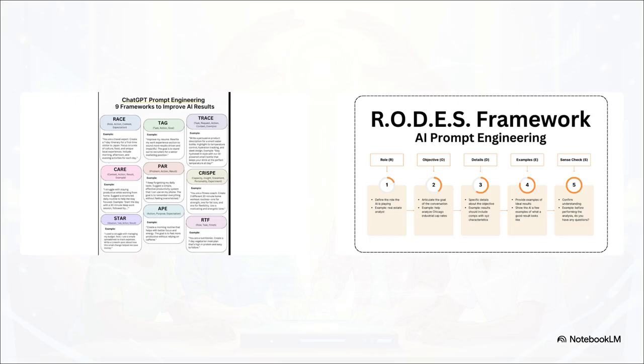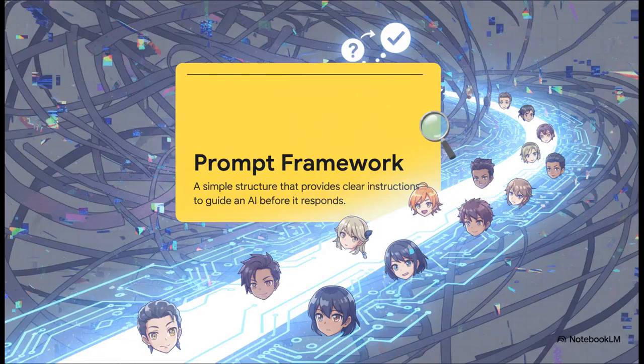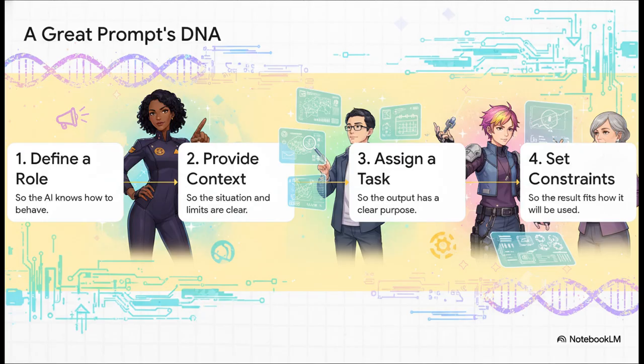But what if I told you that underneath all of that complexity, they all share the same simple, secret DNA? Let's just cut through all of that noise. At its core, a prompt framework is just this: a simple structure that gives clear instructions to an AI. That's it. It's not about memorizing a bunch of acronyms. It's about providing structure. And here it is, the simple anatomy that all great prompts share.